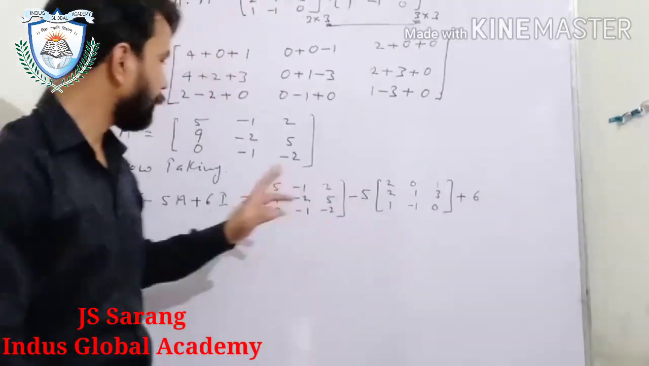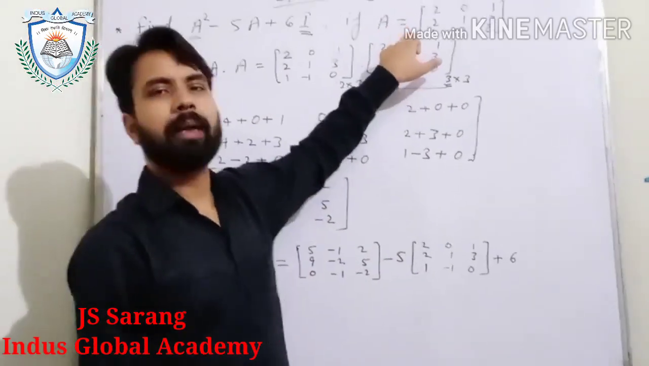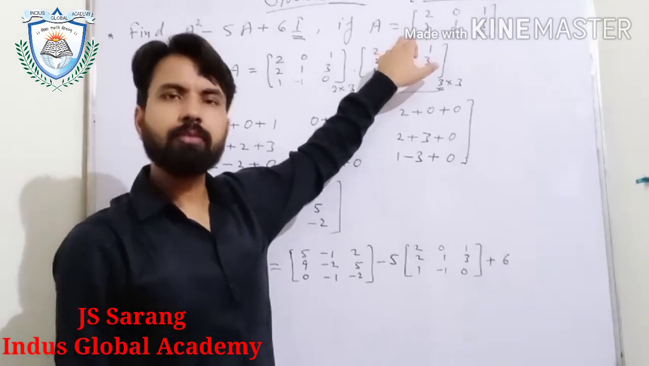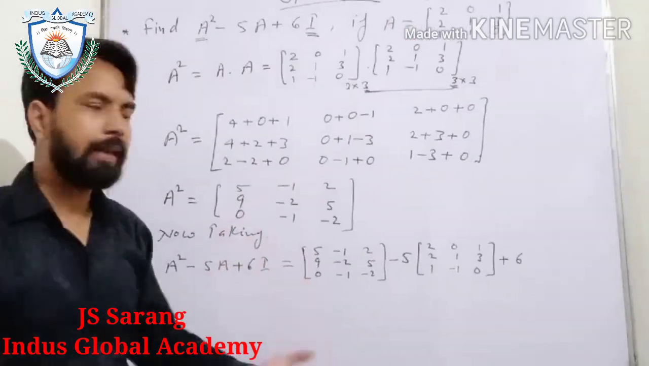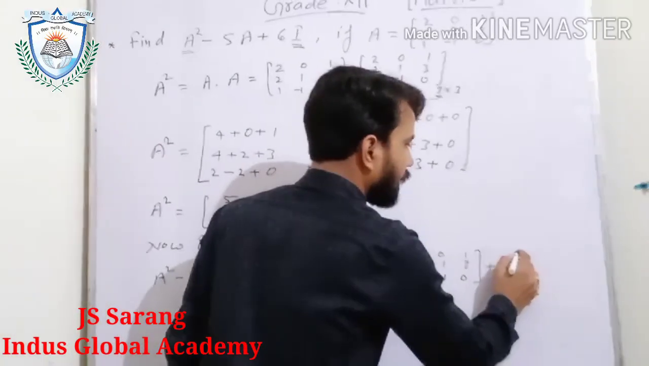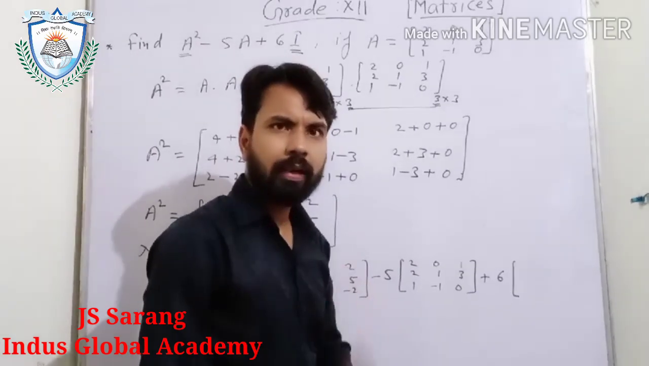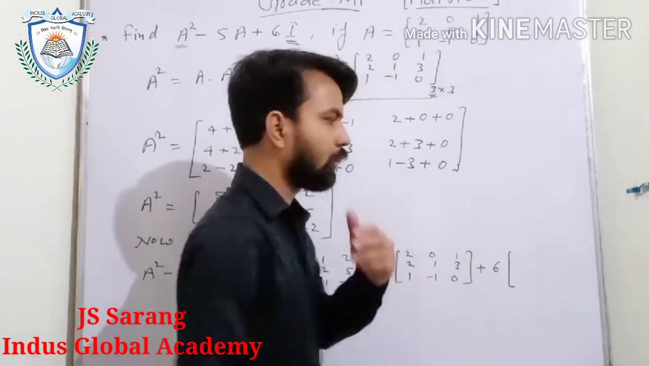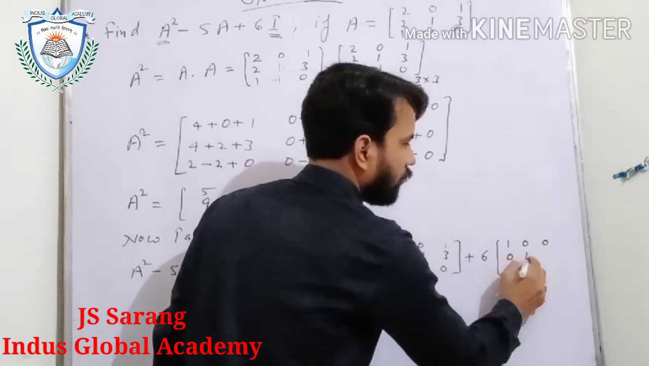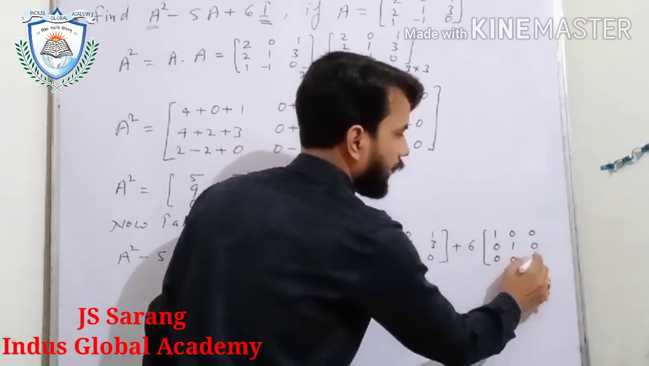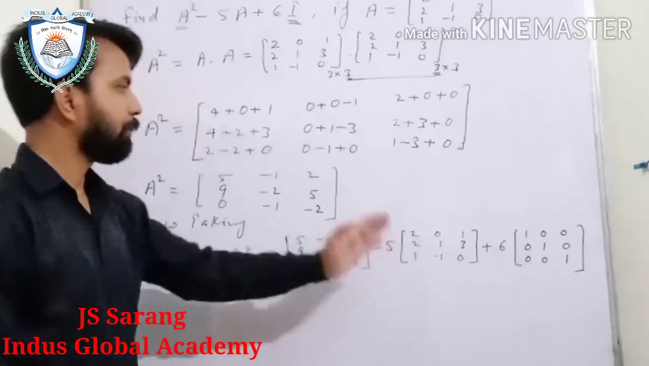But we have to take the identity matrix of the same order as the given matrix. The order of the given matrix is what? 3 by 3. So we have to take the identity matrix of 3 by 3 order. And we all know what an identity matrix is: all the diagonal elements are 1 and non-diagonal elements are 0. So that is 1, 0, 0, 0, 1, 0, 0, 0 and 1. Got it? Now we will have to simplify it.